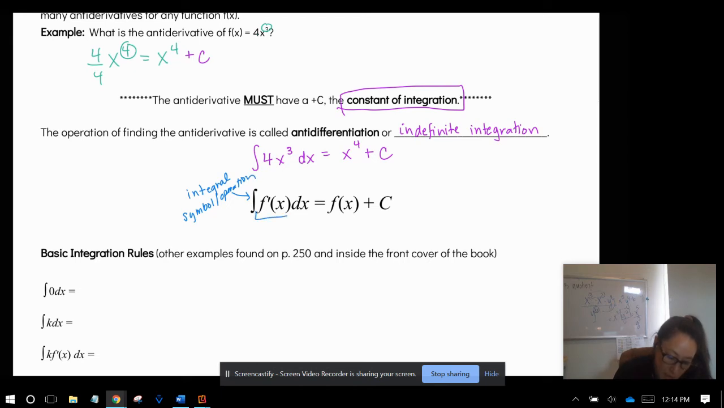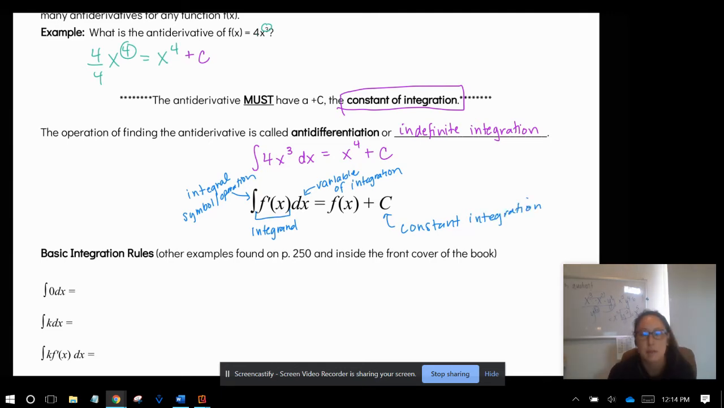Okay. Inside is the integrand, and the dx tells me the variable of integration. The c on the outside is our constant of integration, which we need for any indefinite integral. There are two types of integration that we do, indefinite and definite. So when we take an indefinite integral, we have to add that constant of integration.